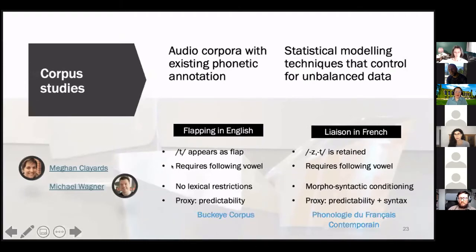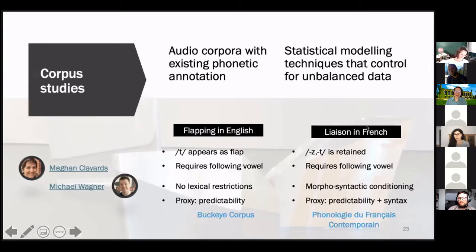Some other salient facts about flapping is that it has no lexical restrictions. Right? Basically, any word that ends in a vowel followed by a T, that T is potentially able to be flapped. And we used a proxy that's different from lexical frequency, which is predictability in context, right? So how likely is that word, not just how frequent, not how common is the word, but how likely is that word to be there given the word that's preceding it.